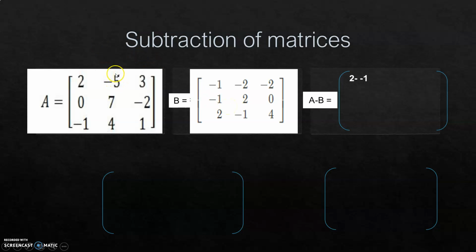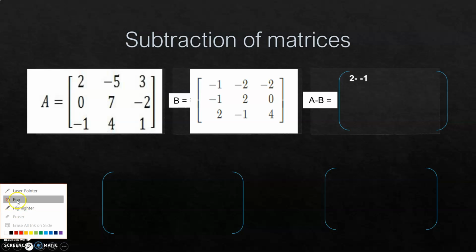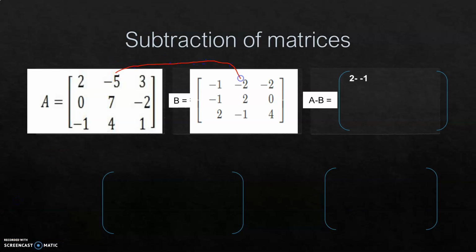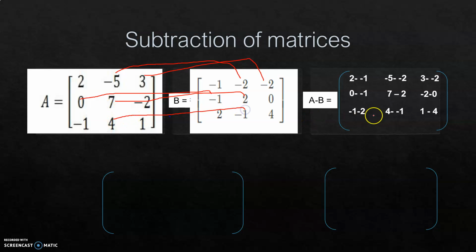Then the second element is minus 5, and the corresponding element is minus 2. So minus 5 minus minus 2. Then 3 minus minus 2. Then 0 minus minus 1. Then 7 minus 2. Then minus 2 minus 0. Then minus 1 minus 2. Then 4 minus minus 1, where the corresponding element is minus 1. Then 1 minus 4, the last one.